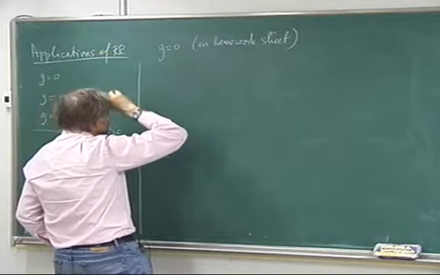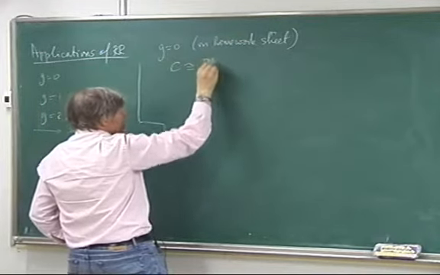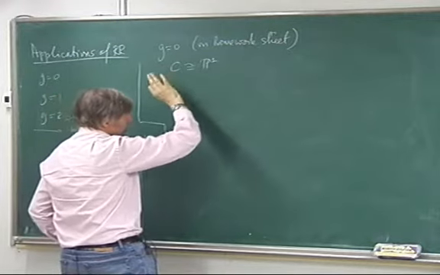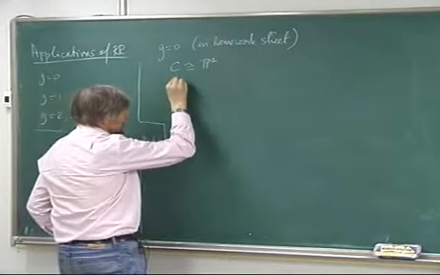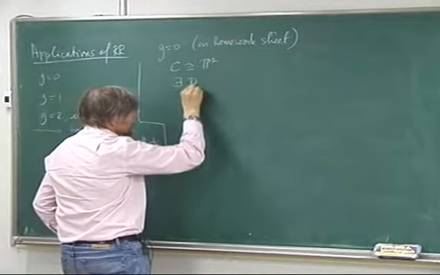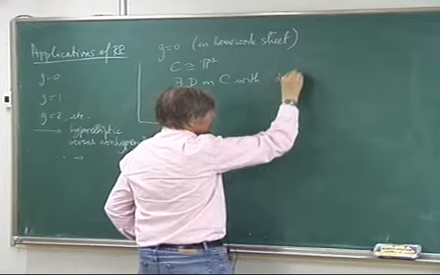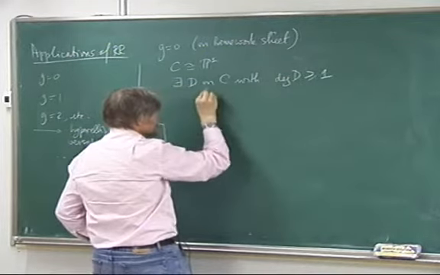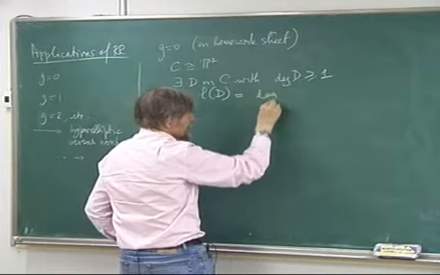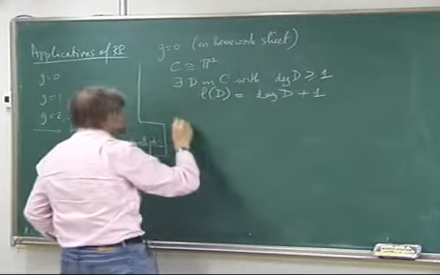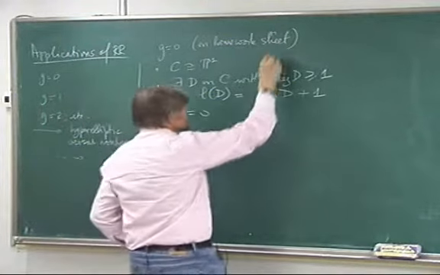So these are equivalent conditions. C is isomorphic to P1. So we're back to over a field K. Or there exists a D on C with degree of D greater than or equal to 1, and L of D equals degree D plus 1. And then g equals 0. Right, these are three equivalent conditions.